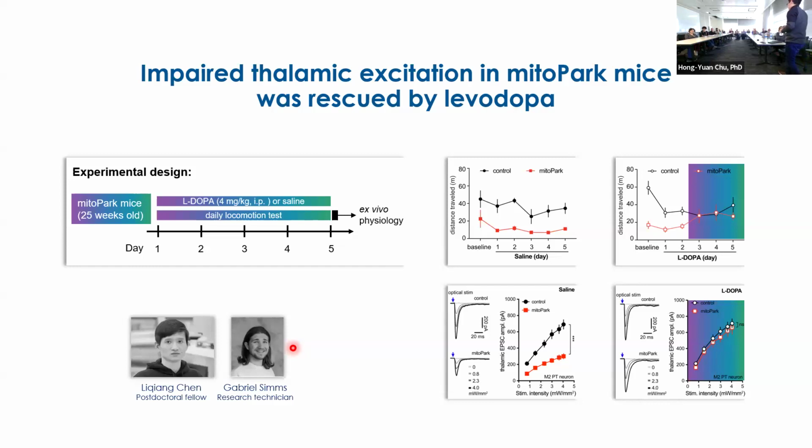So in the future, the next step is to repeat this study at an early stage, to see whether treating at 14 or 16 weeks can delay the onset, or rescue or prevent this impaired thalamic excitation. Another major question we still have no answer to: how does this impaired thalamic excitation contribute to the manifestation of PD symptoms? Which aspects of PD symptoms are closely linked with this circuit dysfunction? We don't know yet.